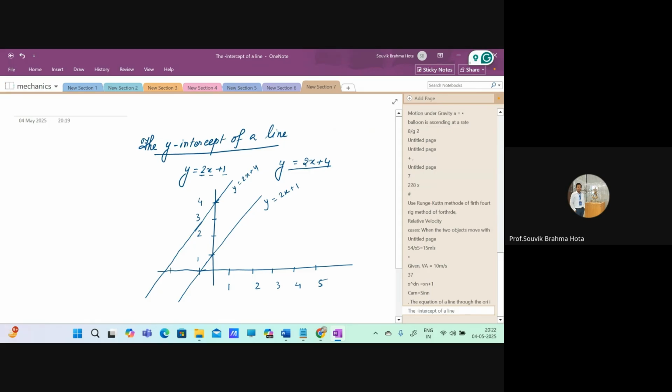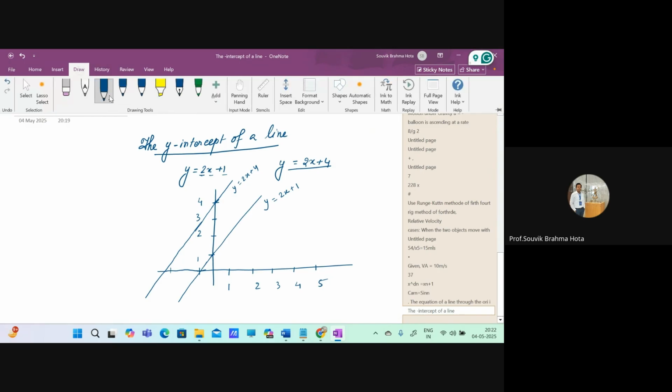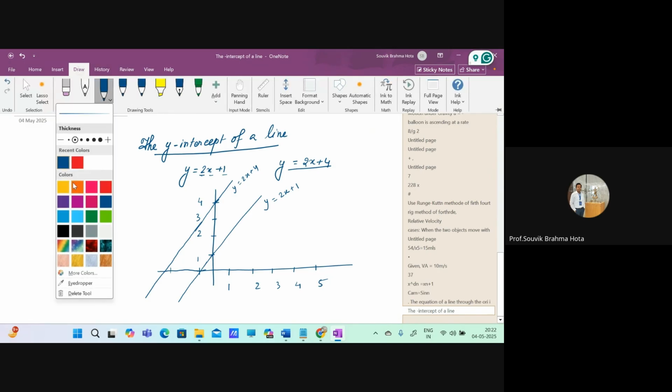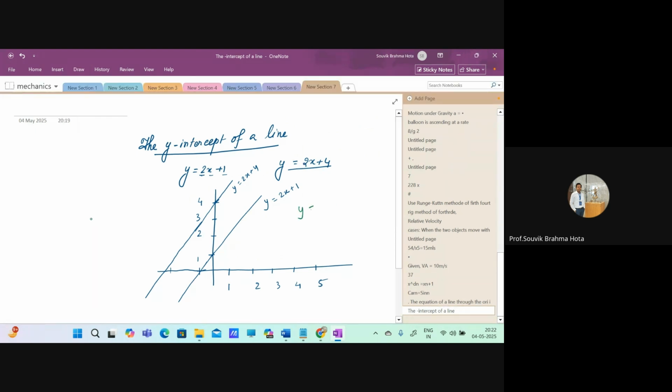So, obviously, if we have another line, like y is equal to 2x minus 1, therefore if minus is represented here, we can draw the line like this. So this line represents y is equal to 2x minus 1. Okay. So these are all the concepts.